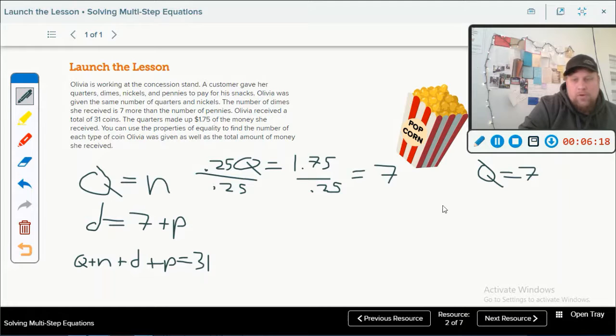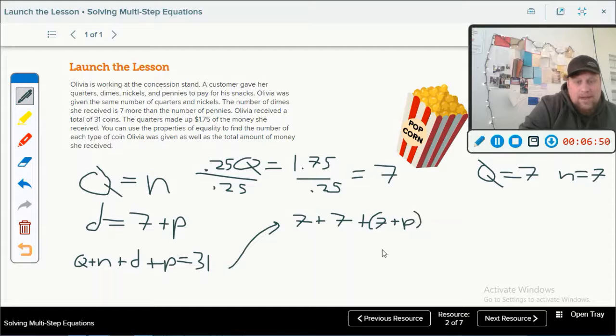Now, let's write down what we know. We're going to take this equation right here, and we're going to fill in everything we know. So quarters is 7, plus my nickels is 7, plus dimes is equal to 7 plus pennies. So instead of dimes, I'm going to put 7 plus the number of pennies, and then plus pennies should get me 31 coins. So that's just adding up the number of coins.